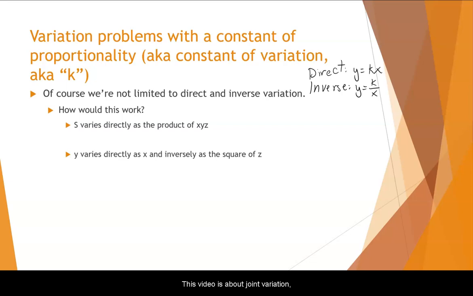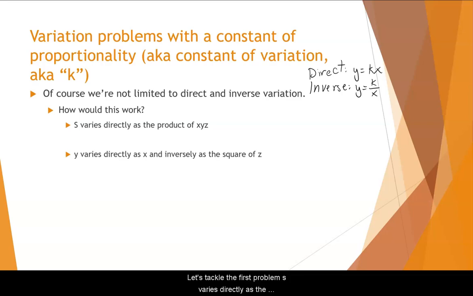This video is about joint variation. Unlike direct and inverse variation, which have a specific model, direct variation is just a linear relationship, and inverse variation we have y equals k divided by x, or an inverse relationship. Joint variation, on the other hand, just means that more than one thing is involved. It opens up some diversity as to what these equations are going to look like.